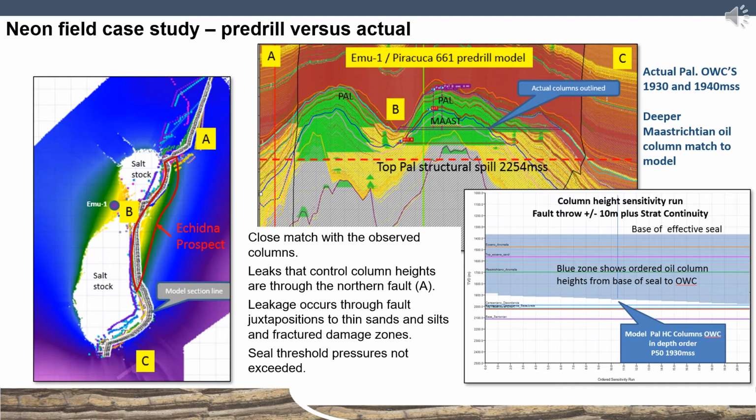This is an exploration study. We have a prospect called Echidna located on the flank of a salt wall. At location B there's a collapse zone. The cross section is shown C to A, and that's shown in the Allen diagram, and we're modelling that with the Emu well and another well about 6 kilometres to the north called Piracuca 661. This shows the outcome, where we're getting a very close match of predicted versus actual columns in the Paleocene and Maastrichtian sequence.